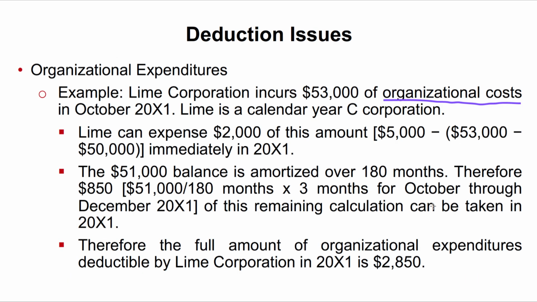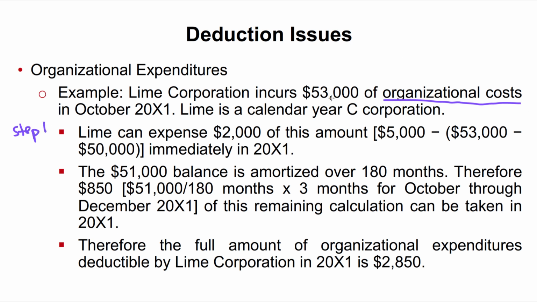So we have $53,000 of organizational costs in December, 20x1. Lime is a calendar year C corporation. So let's talk about what Lime can do immediately. We've got that $5,000 special rule. That's the first step. So step one, consider the $5,000 rule.